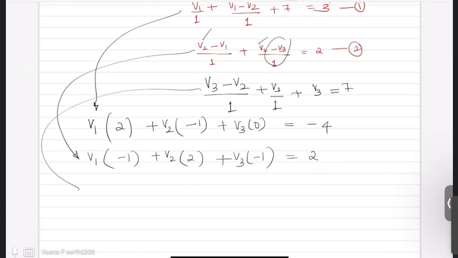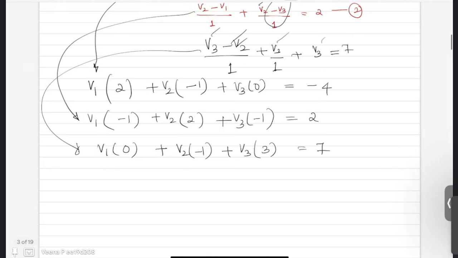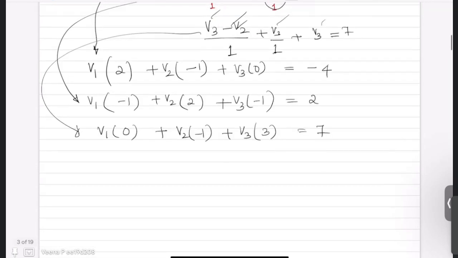Now the third equation becomes V1 into 0. V1 is not there. Now V2 into minus 1 plus V3 into 1 plus 1 plus 1, 3 is equal to 7. Now you have, this is of the form V into G is equal to I.